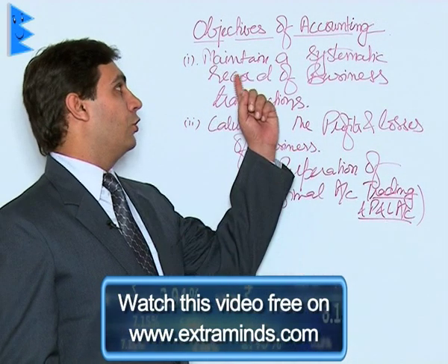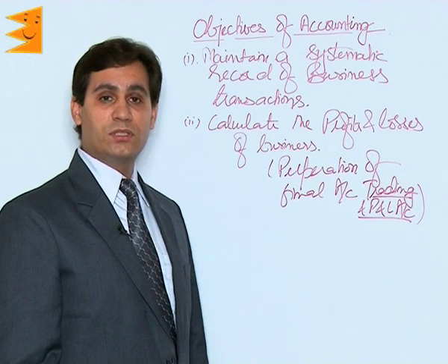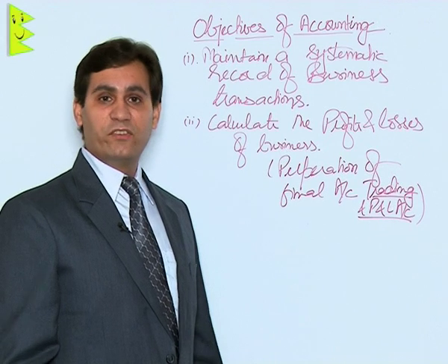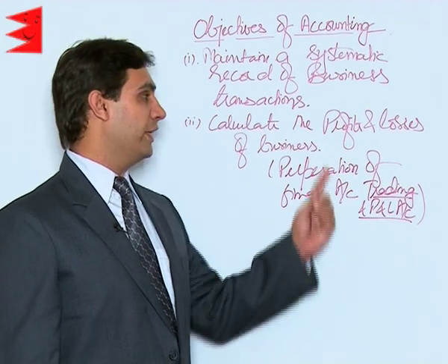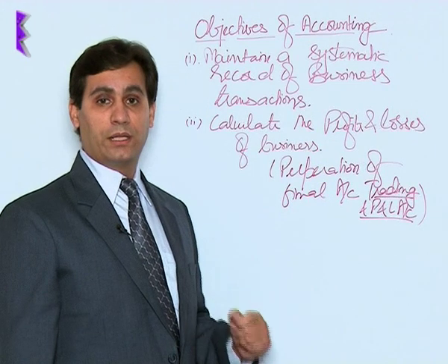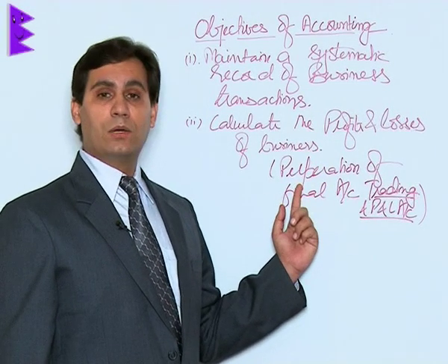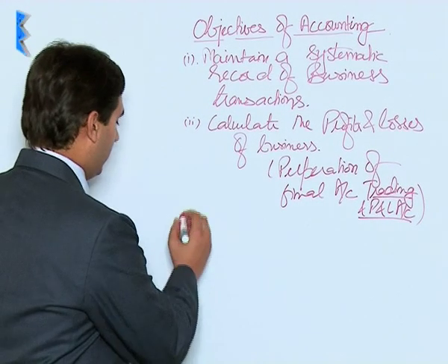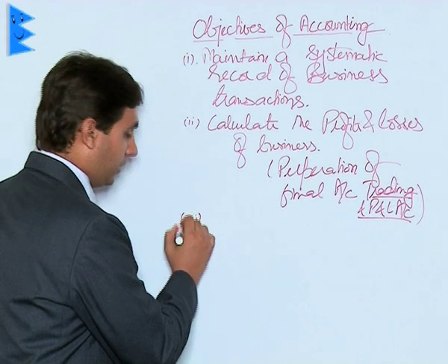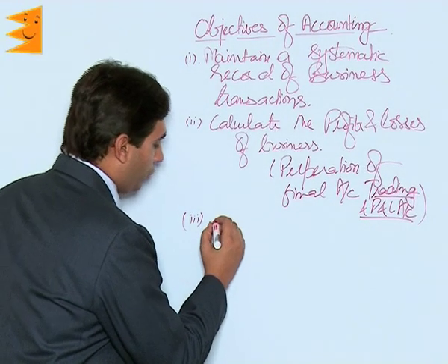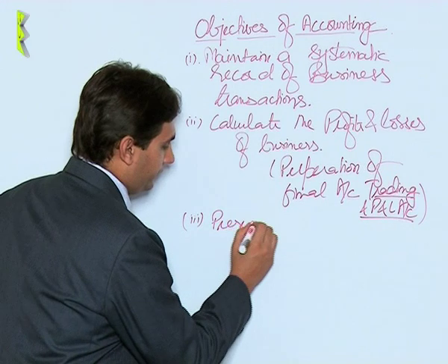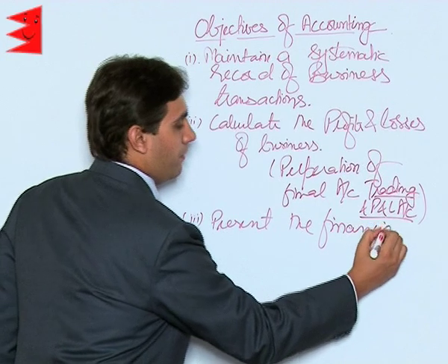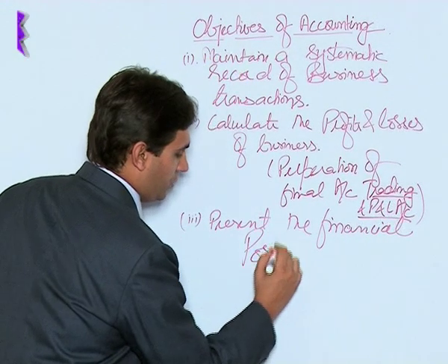First one being to maintain a systematic record of business transactions, and then to calculate the profits and losses of the business. The main objective of the business is to earn profits. So we calculate those profits through accounting. And for this purpose, special accounts that are trading and profit and loss accounts are prepared. Then the third objective is to present the financial position of a business.